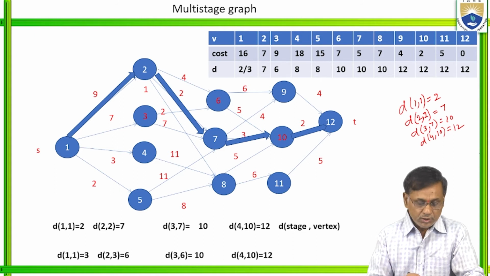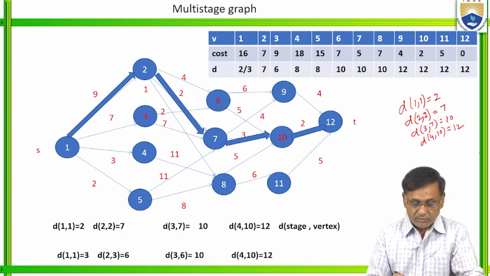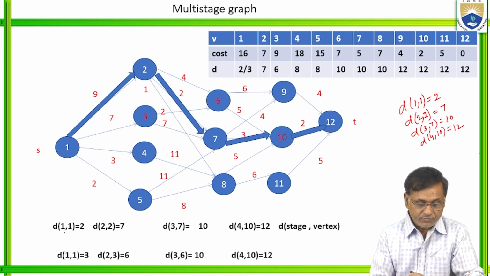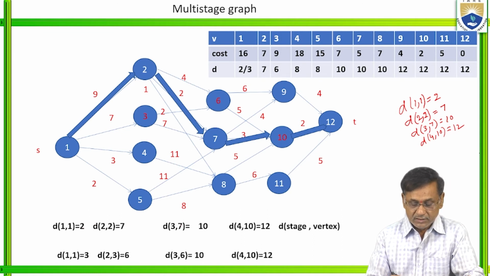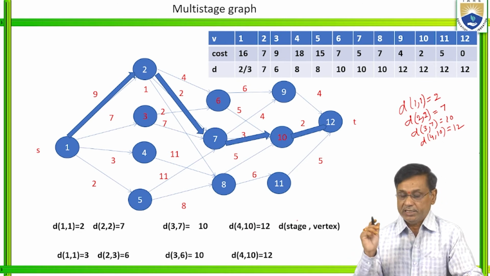Okay now. So destination of 1 comma 1, that is the stage 1 corresponding to the stage, another corresponding to the vertex. So D destination of 1 comma 1 is equal to 2. Destination of second stage, second vertex is 7. So we have to go from 2 to 7, that is stage 1 to stage 2, that is vertex 2 to vertex 7. Then vertex 7 to vertex 10 and vertex 10 to vertex 12. So like that we can find out the path.